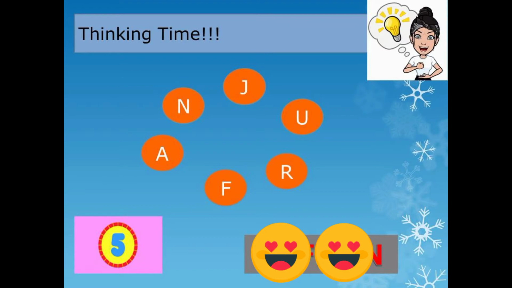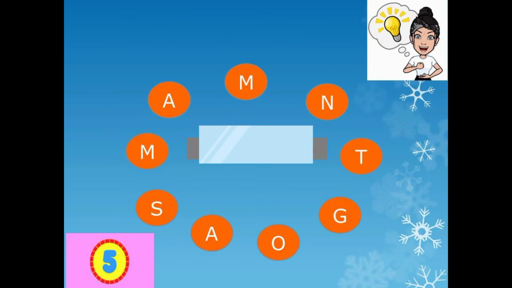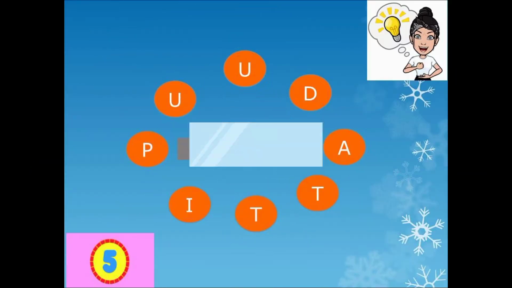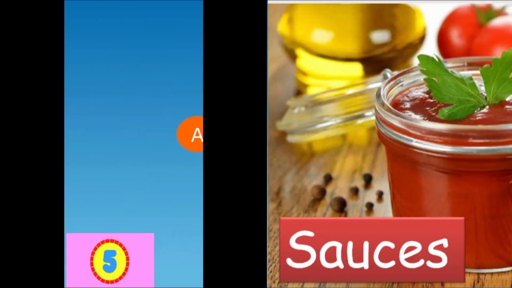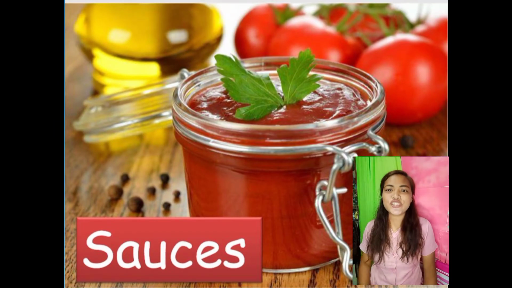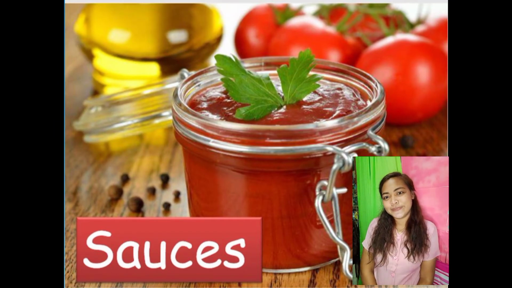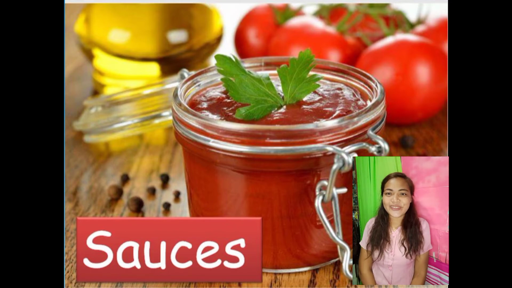Before we start, are you familiar with the game Wordscapes, wherein you will unjumble the letters to make a new one? Let's try. Okay, what did you discover on the priming activity? Very good! Those are the brands of the famous sauces and condiments in our country.